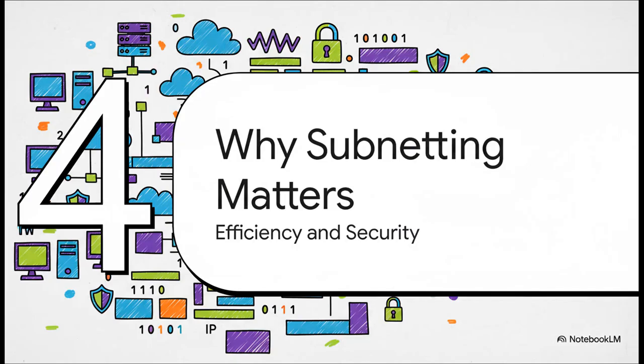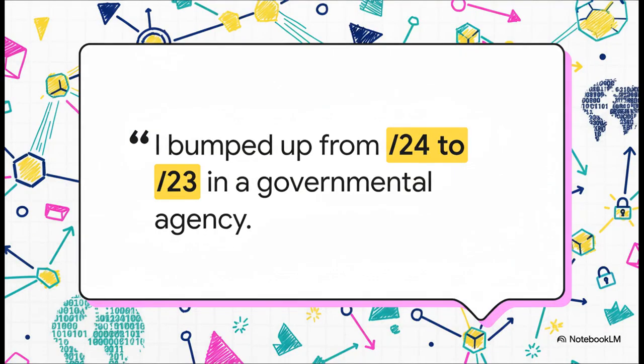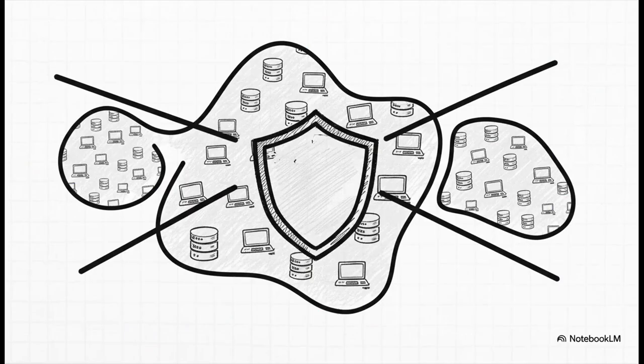So this whole idea of flexibly dividing up networks, what we call subnetting, isn't just some abstract technical thing. It has massive real-world consequences for how our networks perform, and maybe more importantly, how we keep them secure. And check this out. Here's a perfect real-world story. This network admin at a government agency was literally running out of IP addresses. The network was full. So what did they do? They just tweaked the subnet mask from a /24 to a /23. That tiny change instantly doubled the number of available addresses. Problem solved.